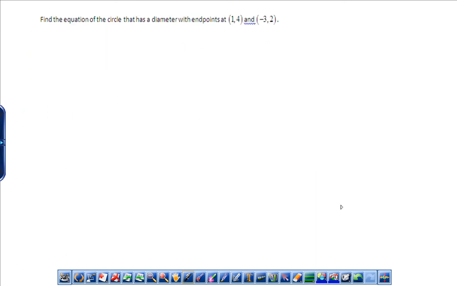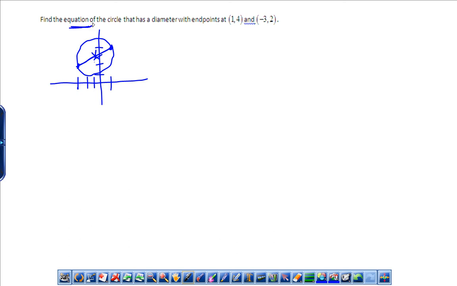Okay, on this one, it says find the equation of the circle that has a diameter with endpoints at 1, 4 and negative 3, 2. Okay, so just a little sketch of this one, just to kind of give you an idea what it looks like. So we have 1, 4 here. So here is our diameter. Okay, here's my circle. I can figure out that my center is somewhere around here. But I need to know for sure because I have to write my equation.